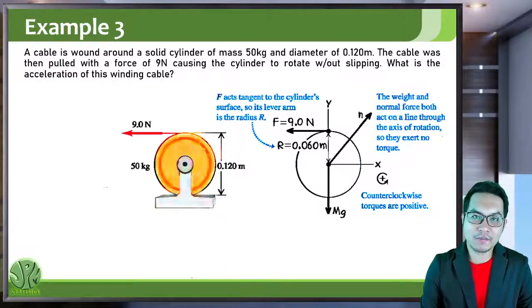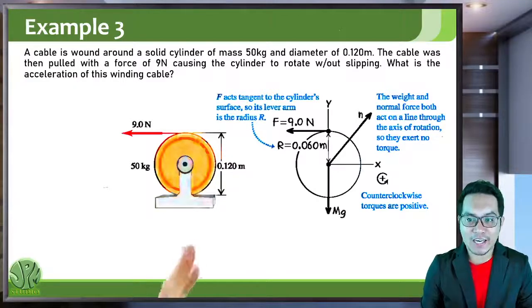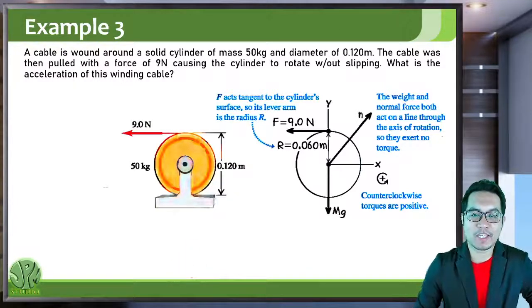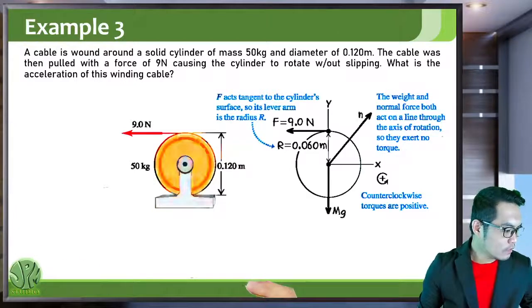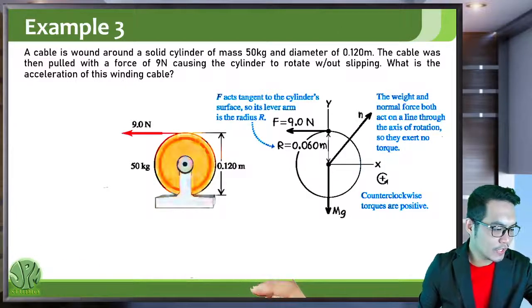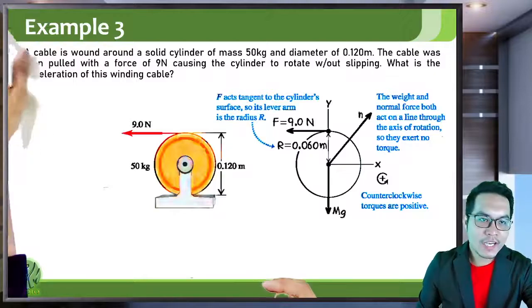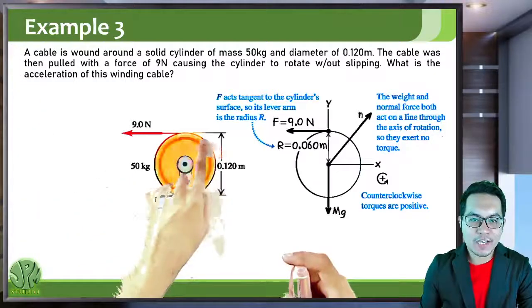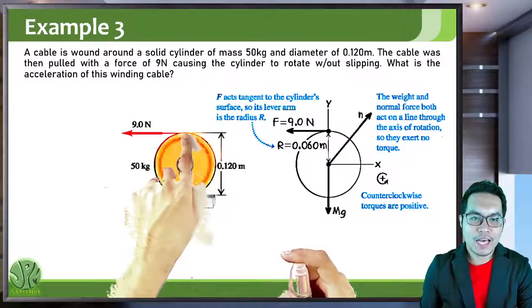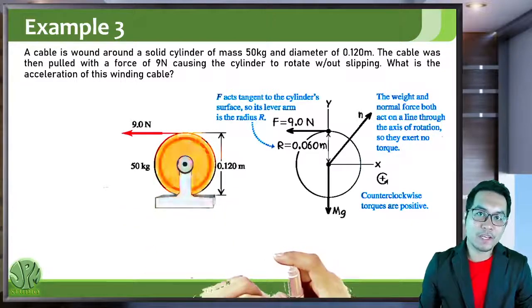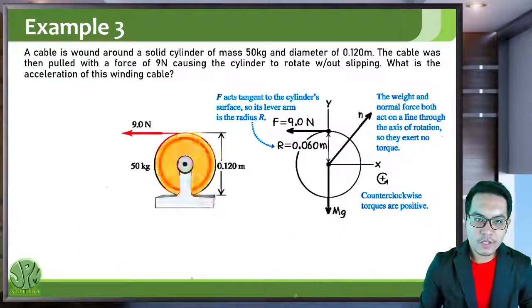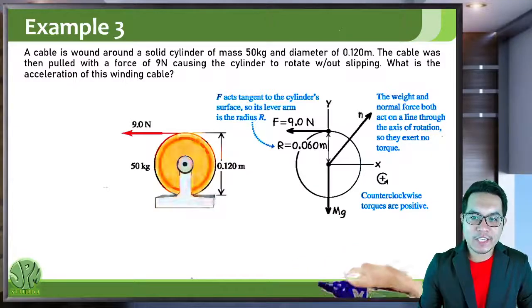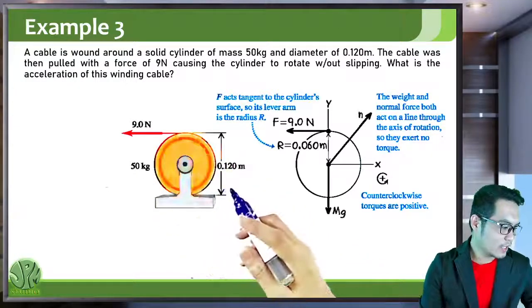So we are asked to find the acceleration a, the linear acceleration of this winding cable. So this is basically tangential acceleration. In this case, the acceleration of the cable is the same as the tangential acceleration at the tip, or the edge, of the cylinder. So the acceleration of the cable is just the tangential acceleration of the solid cylinder.